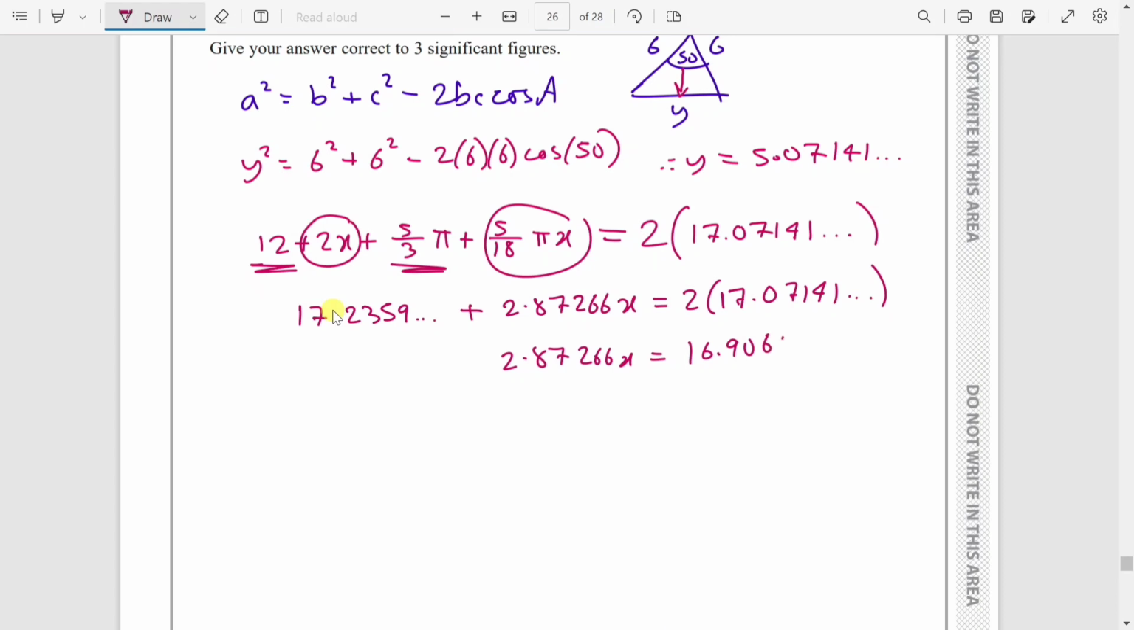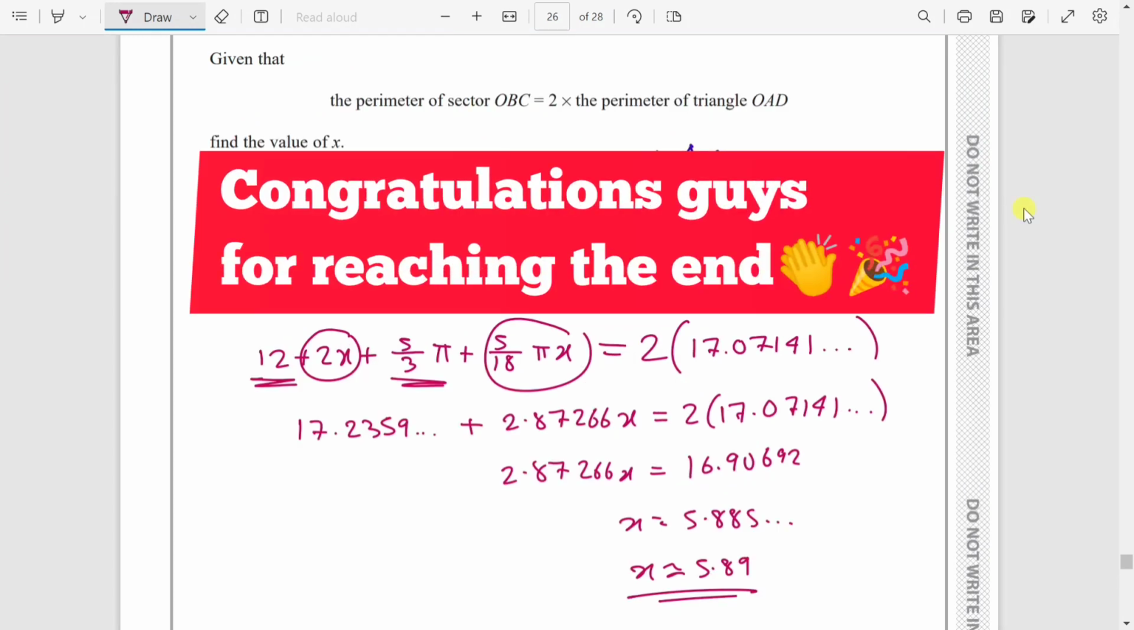You might get slightly different values due to rounding. Then divide that by the coefficient of x. So that answer over 2.87266, and you should get roughly 5.885... They want the answer to 3 significant figures, so x should be approximately 5.89. That works. Other than that, guys, I hope you have a nice day, and I shall see you in the next video. Take care.